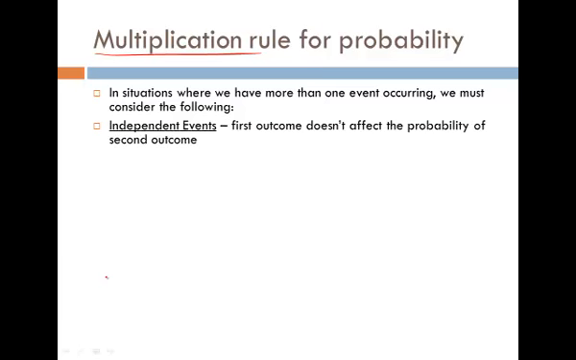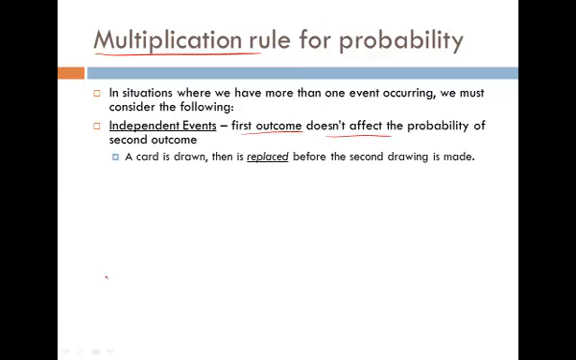So, for events to be independent means that the first outcome, in other words, the first thing that happens, does not affect the probability of the second thing happening. For example, we draw a card and then we replace it. We replace that card back in the deck and then we reshuffle before the second drawing is made. These will always be independent, because you're replacing the card, so there's still going to be 52 cards left in the deck.